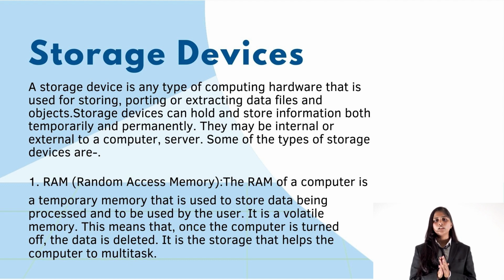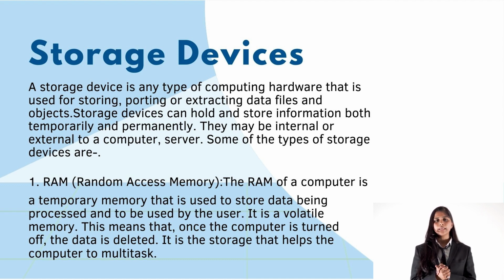They may be internal or external to a computer. Now we will see some of the storage devices. First we have RAM, whose full form is random access memory. The RAM of a computer is a temporary memory that is used to store data being processed and to be used by the user. It is volatile memory. This means that once the computer is turned off, the data is deleted, and it can't be saved. Also, this is the storage that helps the computer to multitask.